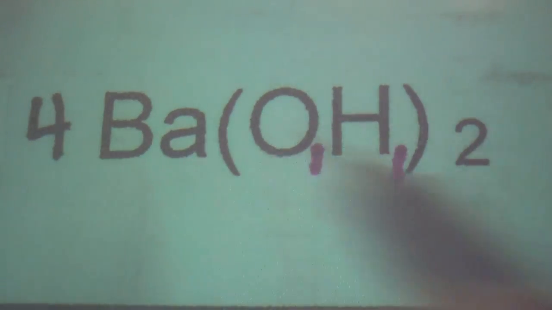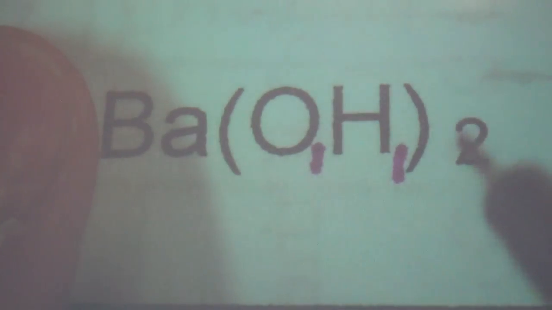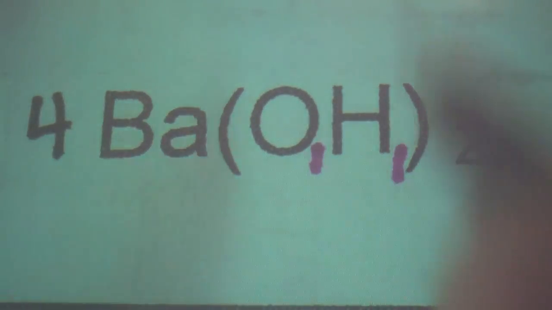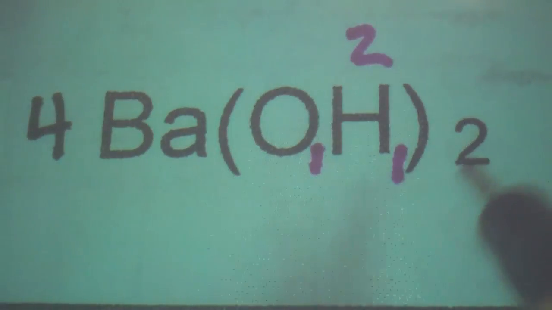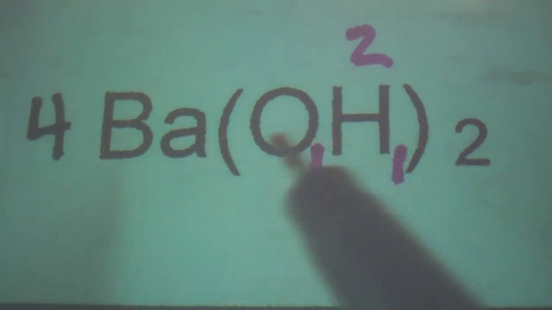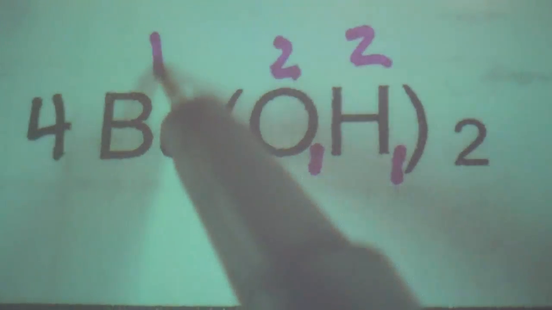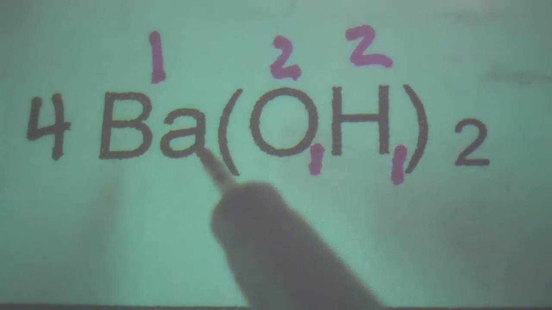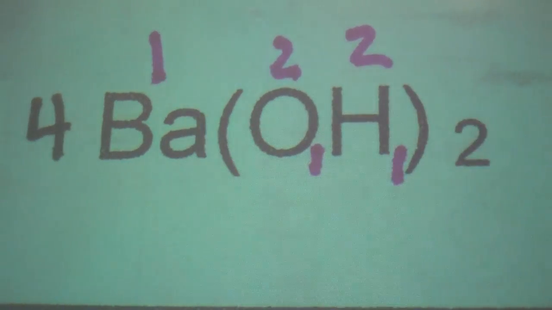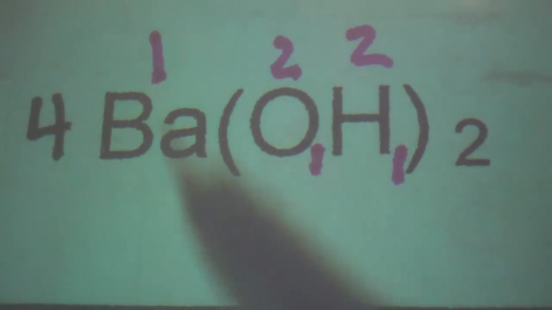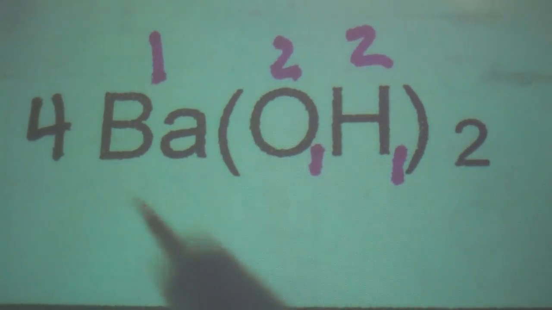Without thinking about that coefficient of 4, how many H's do I have? 2, because 2 times 1 is 2. How many O's? 2, because 2 times 1 is 2. How many Ba's? 1. Do I multiply that by the 2? No, because it's outside the parentheses, not in the parentheses. Now I've got to work my way back to the right.